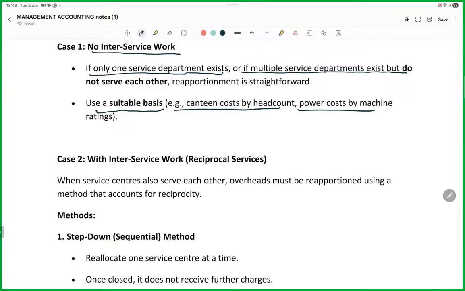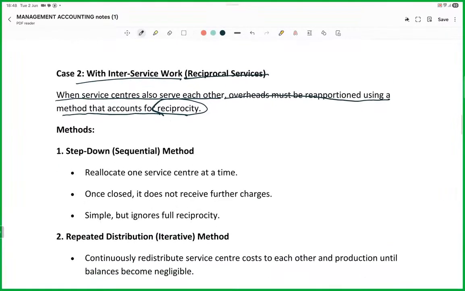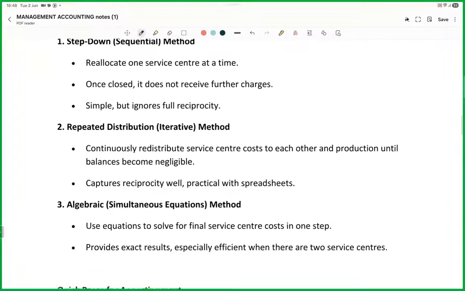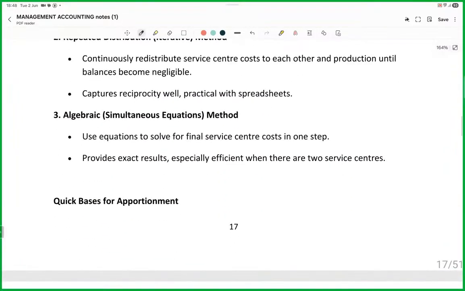The service departments serve each other. With inter-service work, what we call reciprocal services, when service centers also serve each other, overheads must be reapportioned using a method that accounts for reciprocity. We have three key methods. We have the sequential method, repeated distribution, and the algebraic method. Don't worry about that. I'll make it very clear when I do a question.